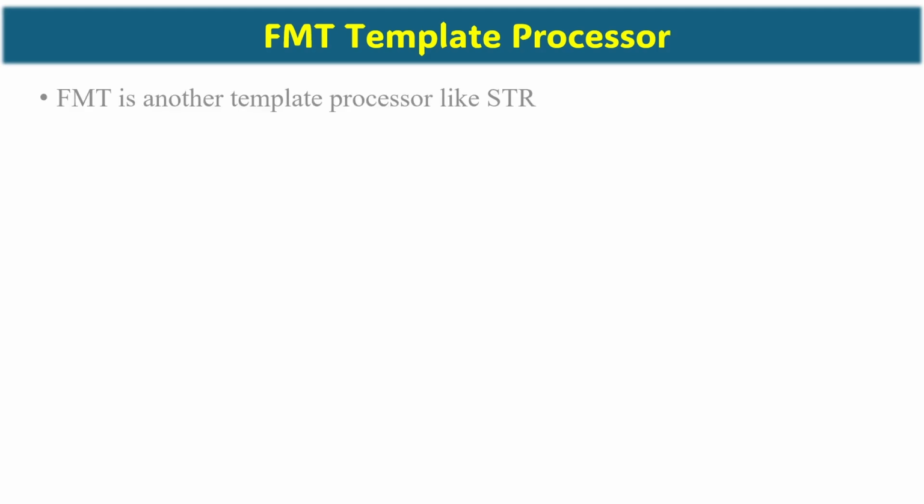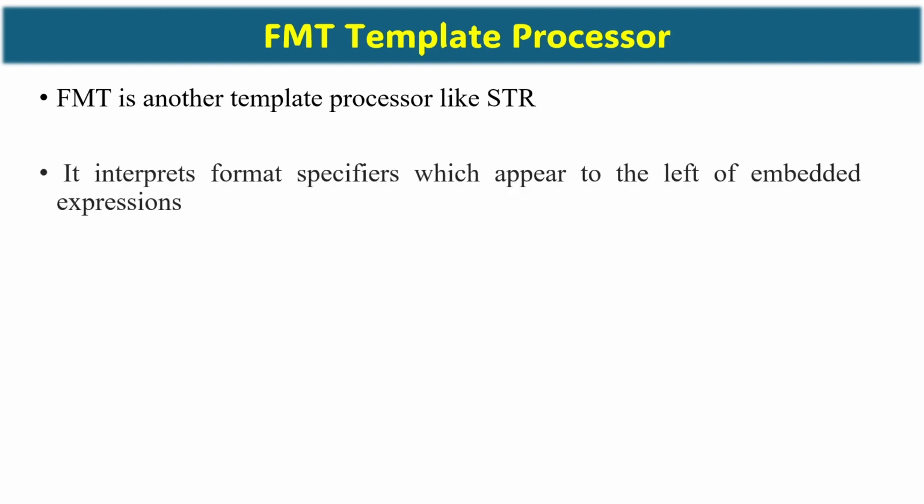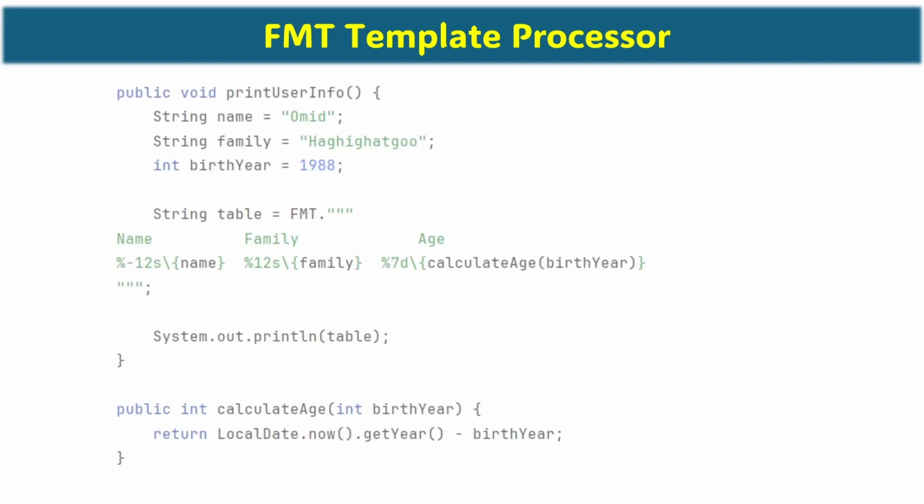FMT is another template processor defined in the Java platform. FMT is like STR in that it performs interpolation, but it also interprets format specifiers which appear to the left of embedded expressions. Let's see an example. The format specifiers are the same as those defined in java.util.Formatter.